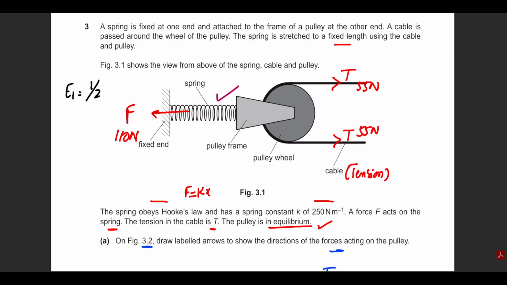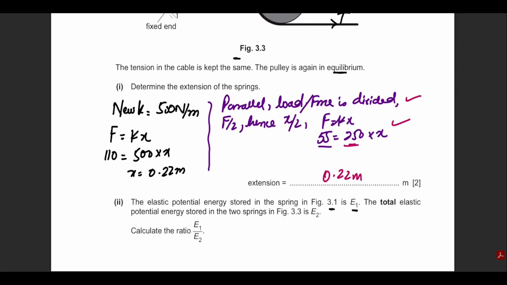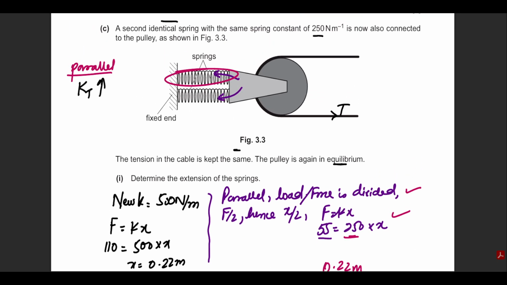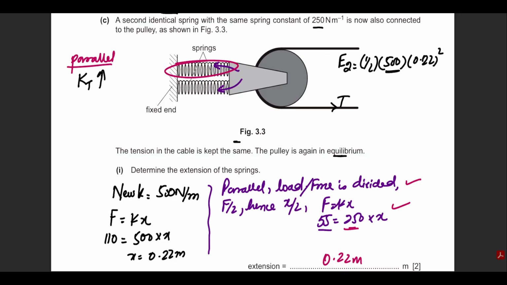If we wanted to calculate it, this will be half Kx squared, which will become half into 250 into 0.44 squared. In the second case, he says this energy E2 is because of these 2 springs. So there are 2 ways to do this. 1 over 2 into 500 into 0.22 squared, double the spring constant, or you can think about both springs separately and then add them together.